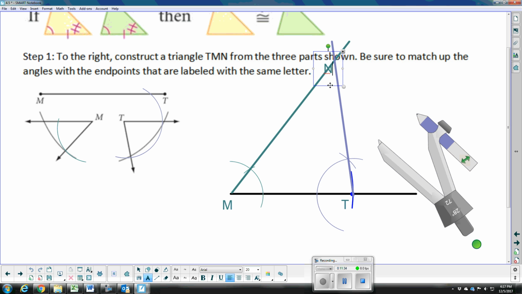Now this angle, you're not going to have to form yourself. It's going to automatically form. You want to extend that segment that you drew to duplicate angle M and angle T, extend those until they intersect. So that will be your triangle.